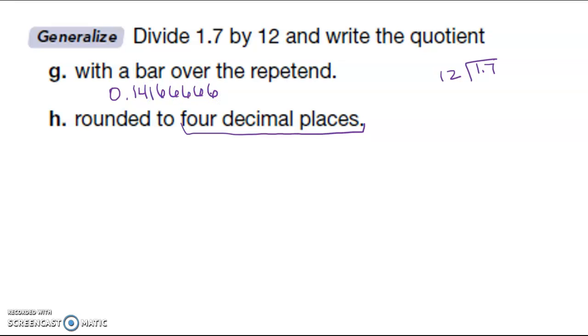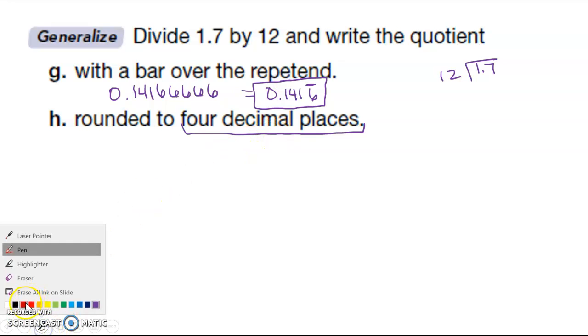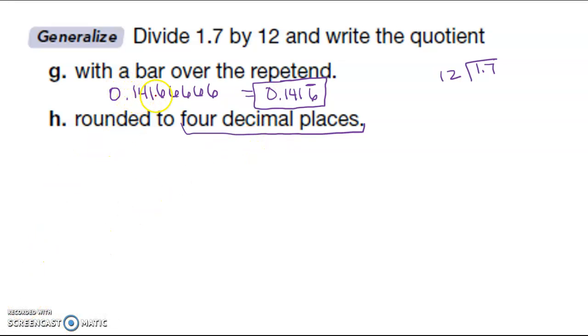Now what you'll find out on your calculator is your calculator will eventually round the very last number. That doesn't mean that that's the answer, because 6 goes on forever. So if I'm going to write this with a bar over the repetend, it's going to look like this. Now if I'm going to round it to 4 decimals, 1, 2, 3, so I'm rounding to this spot, so I'm looking at this one. This is greater than 5, so this is going to bump up to 7. So my answer would be this.